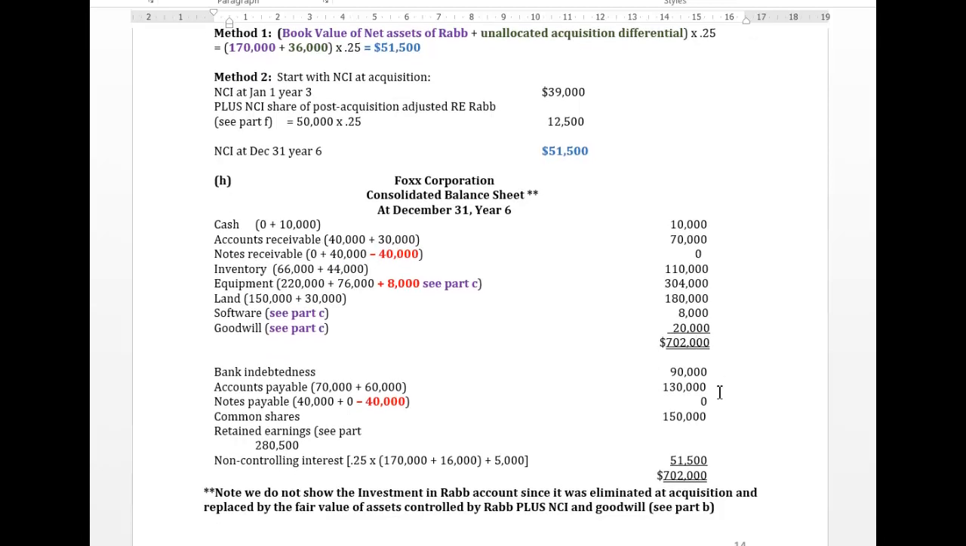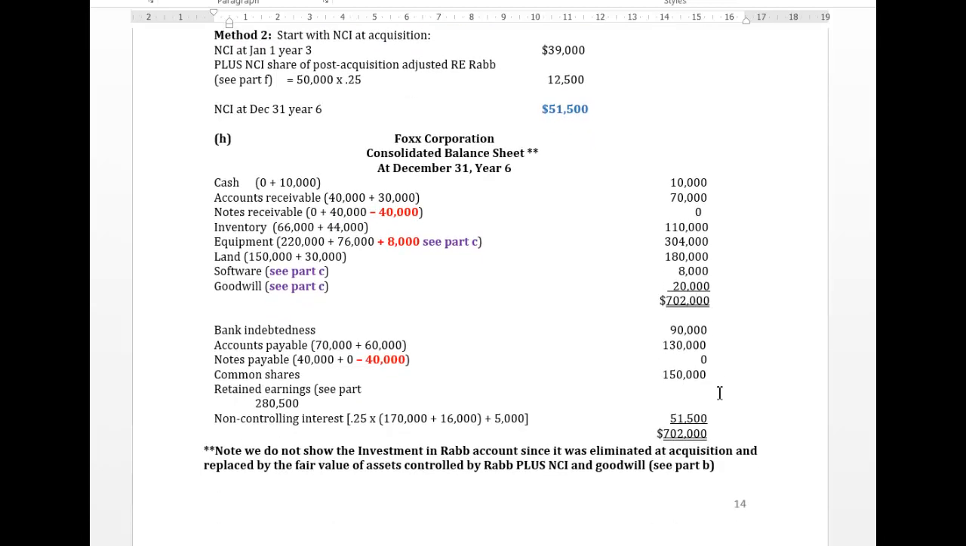Now to turn our attention to the consolidated balance sheet on the liability and equity side, bank indebtedness, again, we just took the parent's, Foxx's, and added it to the sub's, Rabb's, and we get 90,000. Accounts payable, the same. We've already talked about the notes payable, and again, we already know that we're only taking the common shares of the parent, right? And that's 150,000. Don't forget, the shareholders of Foxx are only interested in the common shares of Foxx, not the common shares of Rabb, the subsidiary, because the shareholders of Foxx are not shareholders in the sub, right? So we only take the common shares of the parent, Foxx.